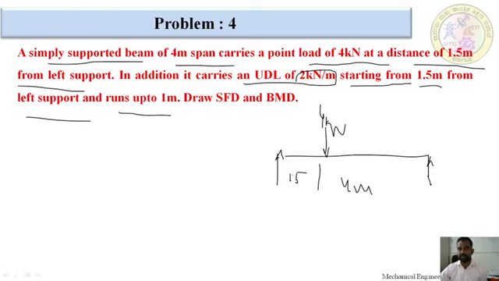Draw SFD and BMD. We are not going to start with left support, but we will start after 1.5 only. This is 1.5. After that, we are having UDL from here to here. The distance would be 1 meter because it runs over 1 meter. This is the problem. Accordingly, we have to draw SFD and BMD.